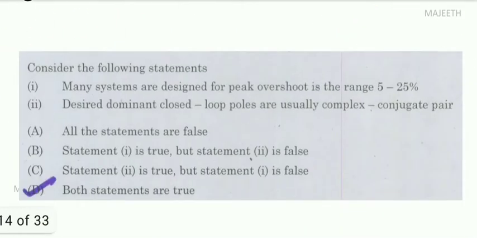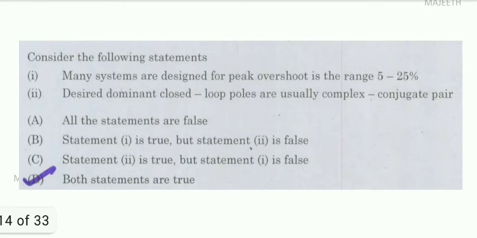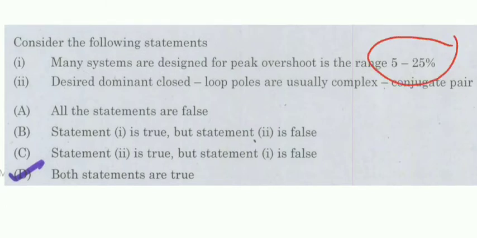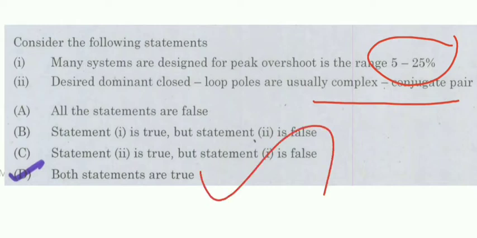Next one, consider the following statements. Many systems are designed for a peak overshoot in the range of 5 to 25%. Next, desired dominant closed loop poles are usually a complex conjugate pair. Yes, normally we design peak overshoot in the range of 5 to 25%, and a dominant pole should be in the complex conjugate pair only. So both the statements are right.